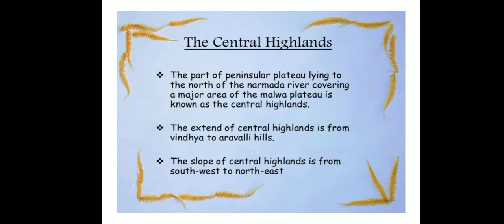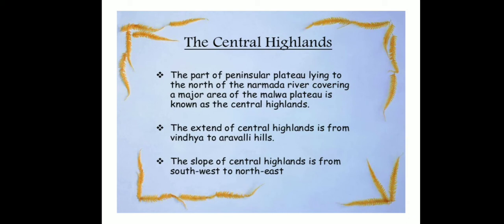Now, first of all, we are going to see the Central Highlands. The part of Peninsula Plateau lying to the north of the Narmada River, covering a major area of the Malwa Plateau, is known as the Central Highlands. Here, what they are saying is that the portion in the northern part of the Narmada River is called the Malwa Plateau, and the whole area is called the Central Highlands.